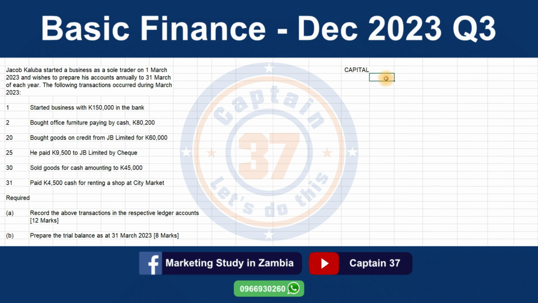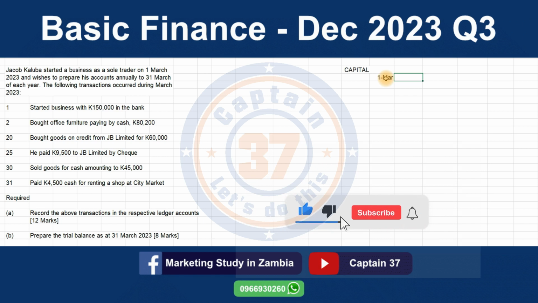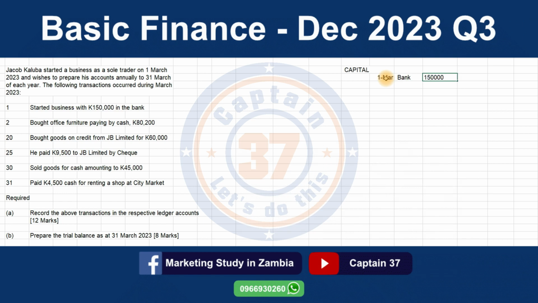This transaction took place on the 1st of March 2023. And this particular amount of money was put where? Was put in the bank. How much was this? 150,000 kwacha. So we've created our first account.